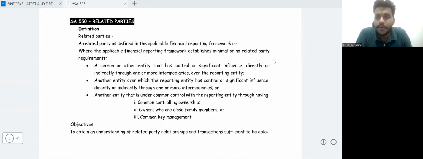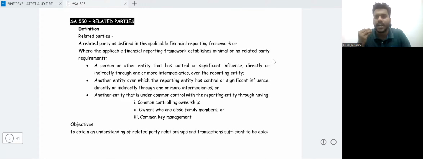Fine. So today we are going to have a quick revision on Standards on Auditing SA 550 related parties. First of all, we should know what is the definition of related party. A related party is as defined in the AFRF. That means related party has the same definition as defined in the AFRF.